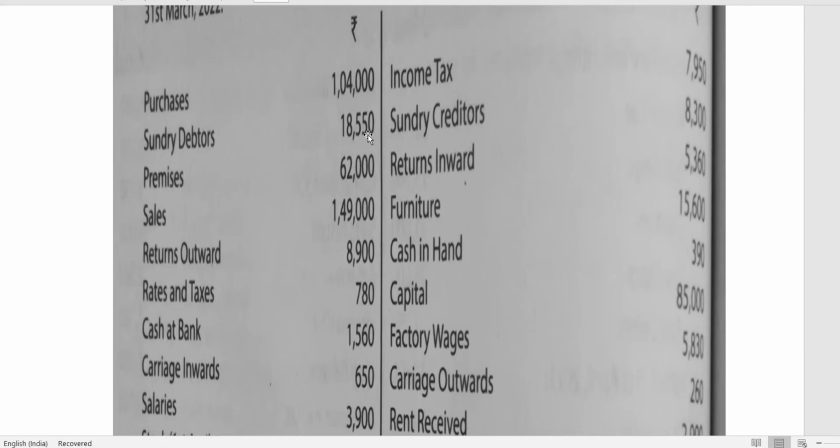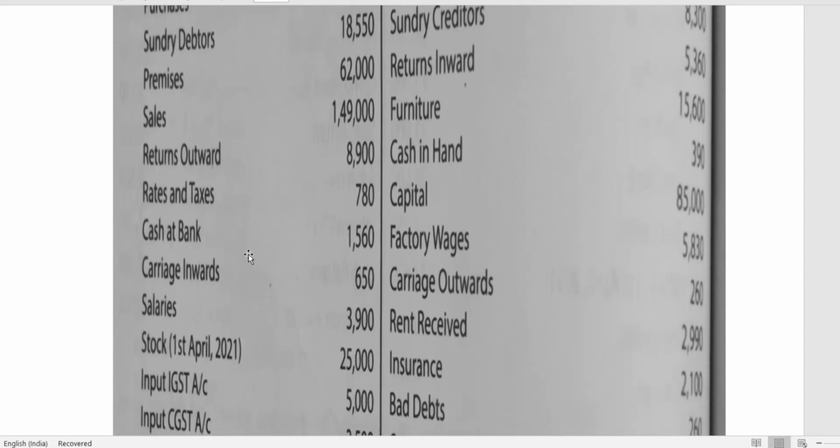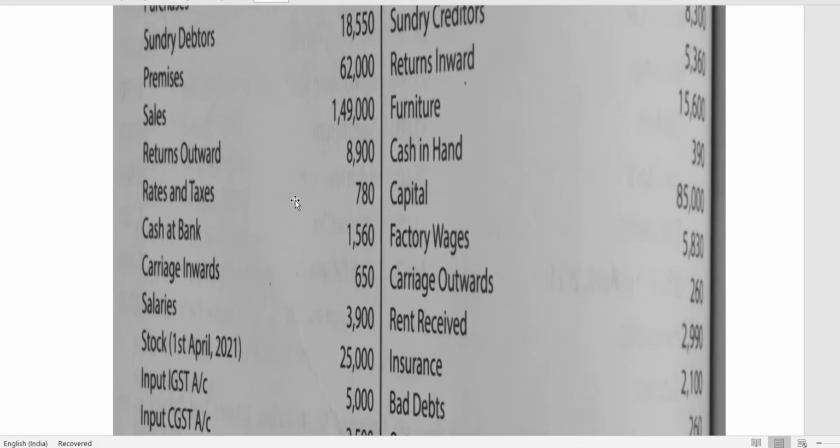Sundry debtors, debit column, asset. Premises, asset, debit column. Sales, income, it will go in the credit column. Return outward means purchase return. Purchase return's other name is return outward. So purchases we show in the debit column, so return outward will show in the credit column, the opposite.